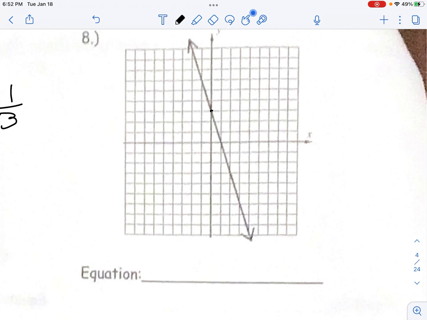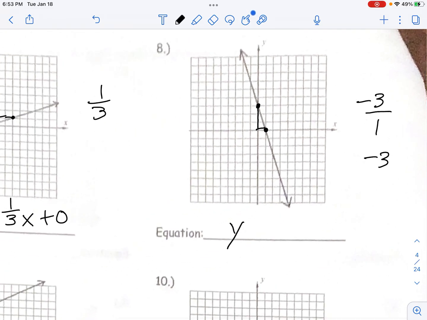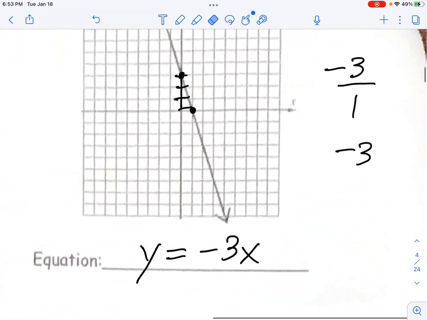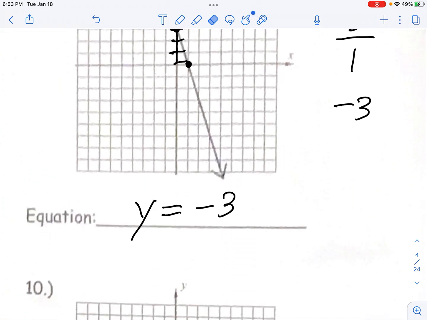All right, number 8. So there's your y-intercept right there. Your next clean point actually is right here. So from left dot to right dot, we're going to go down 1, 2, 3. So down 3. And then right 1. So negative 3 over 1, or just negative 3, right? So y equals negative 3x. Your y-intercept is right here. So that's 1, 2, 3. So my y-intercept would be at 3. So plus 3.